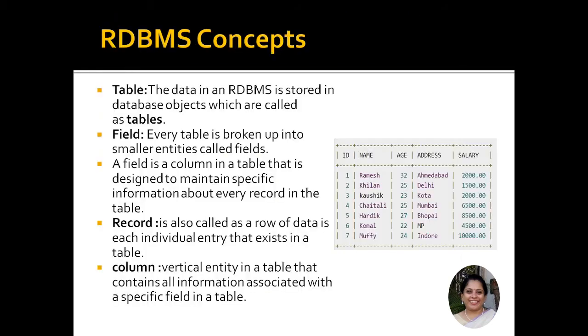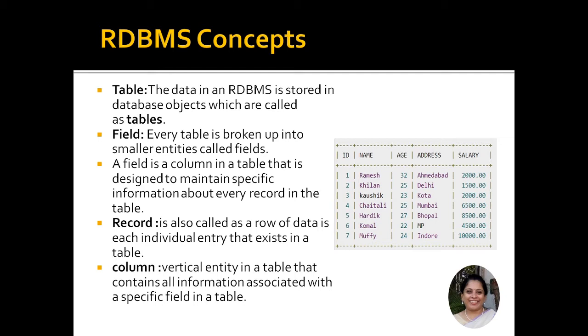Now proceeding further, let's see the RDBMS concepts. We have seen the data in RDBMS is stored in database objects which are called tables. Every table is again broken into smaller entities called fields. A field is a column in a table that is designed to maintain specific information about each and every record in the table. Then what is a record? It is called a row of data, each individual entry that exists in the table.